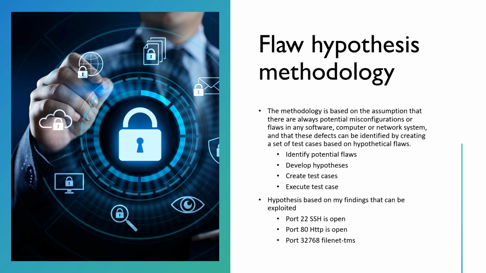Hypotheses based on the findings that can be exploited were: port 22, secure shell, is open; port 80, HTTP, is open; and port 32768, filenet-tms, is open. Port 22, which is secure shell, can be exploited if it's open. Users are using weak passwords, no multi-factor authentication, and outdated encryption protocols.